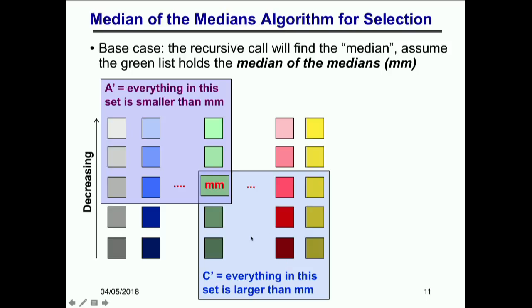And with the same argument, you can say that this little blue rectangle below is larger than the median of medians. Okay, so where do we go from here? What's the size of these lists? This list's size is at least 3n over 10. And you can do it with an easy counting argument.